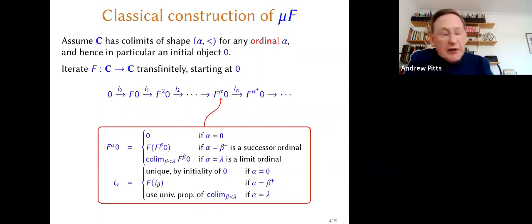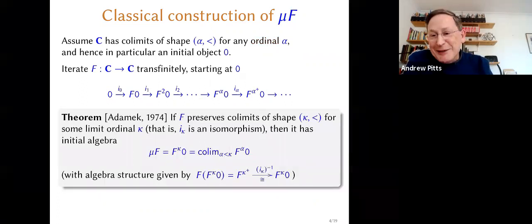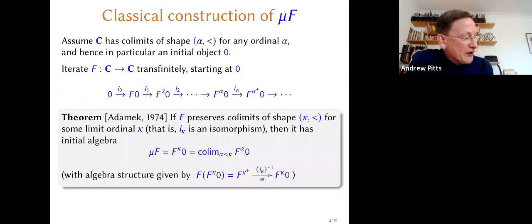Okay, so we can build up such a sequence, and a very long time ago, Adámek noticed that the fact that's true for monotone functions on complete lattices can be categorified, if you want to put it that way. And if it's the case that our endofunctor preserves colimits for some limit ordinal kappa, which is just exactly to say that one of these transfinite morphisms i_kappa, for kappa a limit ordinal, is an isomorphism, then actually the iterate at kappa is giving us the initial algebra. And the algebra structure is just the inverse of the transfinite morphism i_kappa.